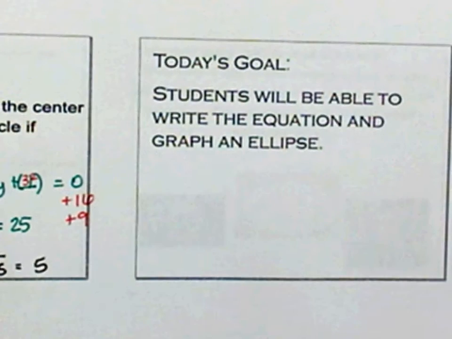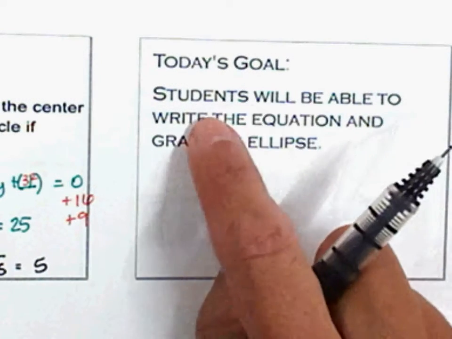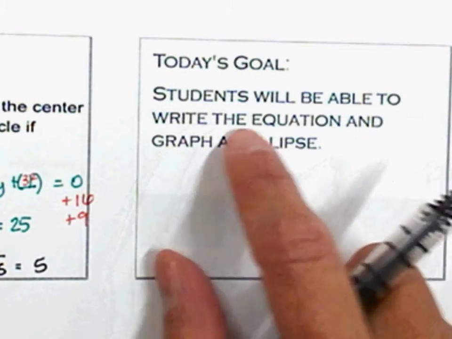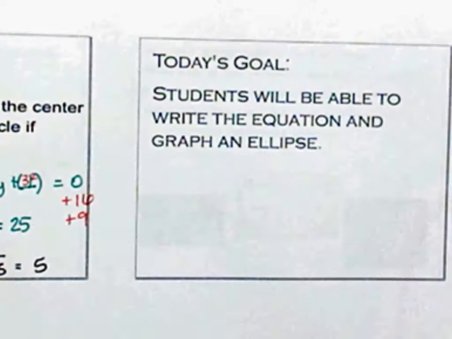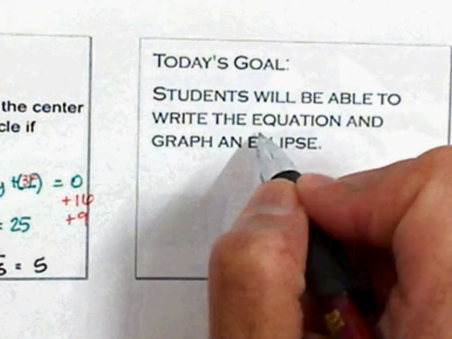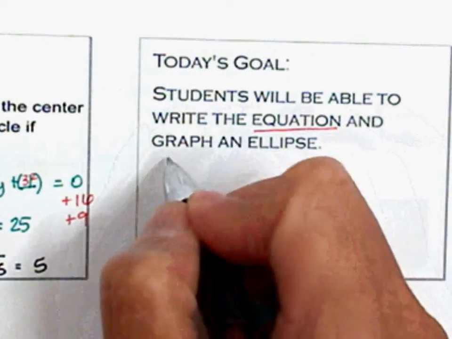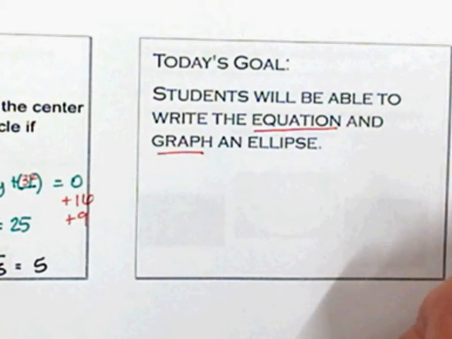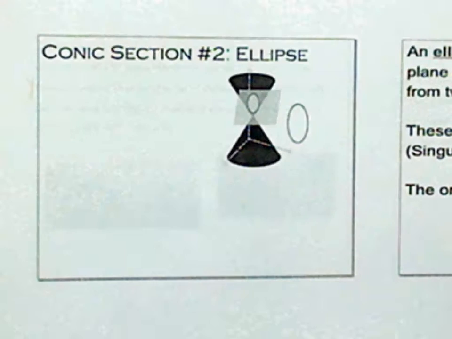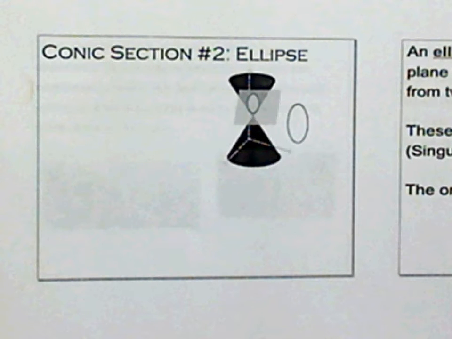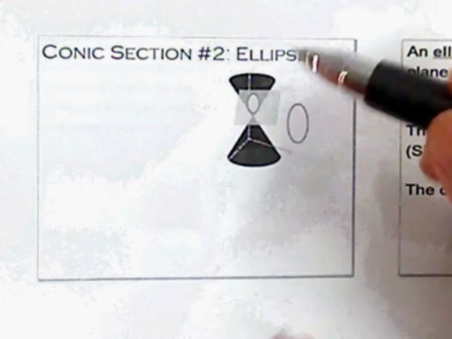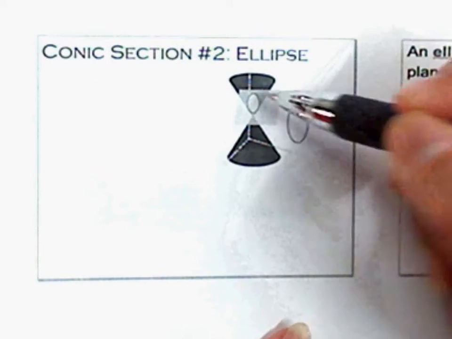Let's look at our goal. Today's goal: students will be able to write the equation and graph an ellipse. So what are we learning today? We're going to learn how to write an equation, and we are also going to learn to graph. So the first conic section that you guys learned was the circle. The second one is called an ellipse. Basically, it's the shape of an oval, and it is cut from this section right here, the oval section.